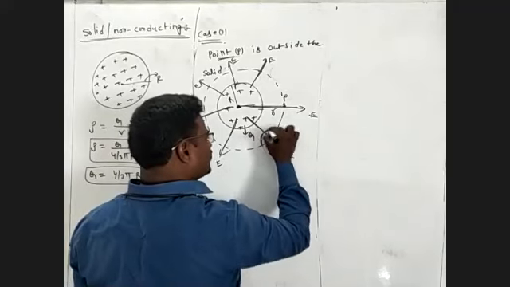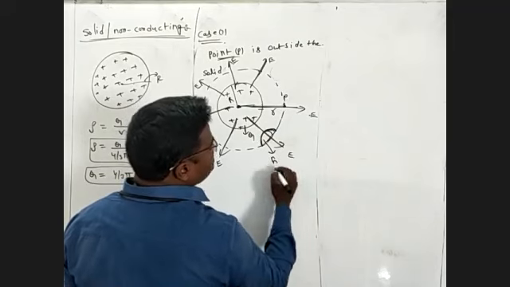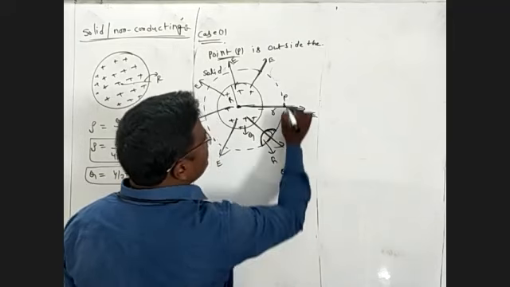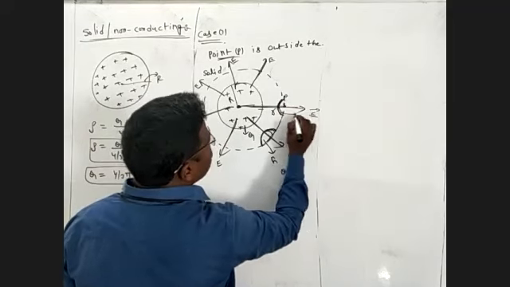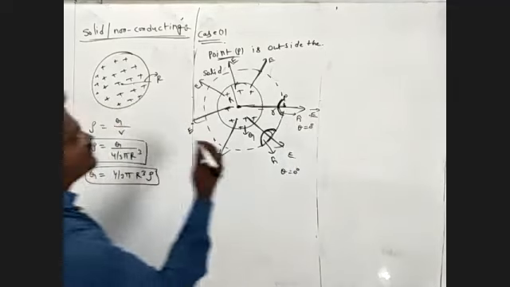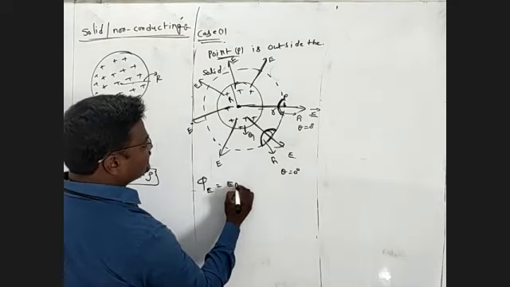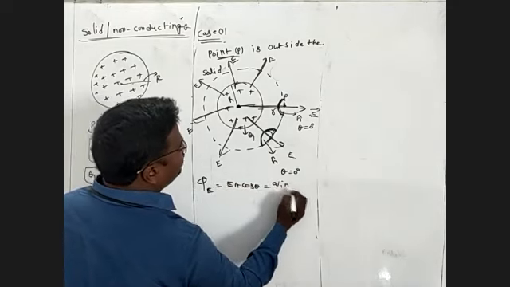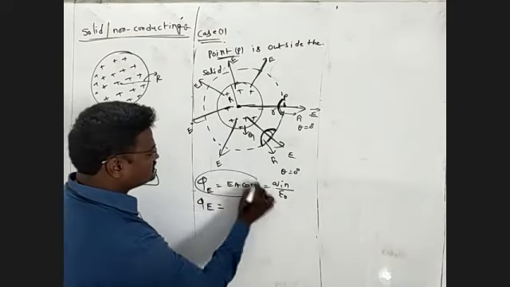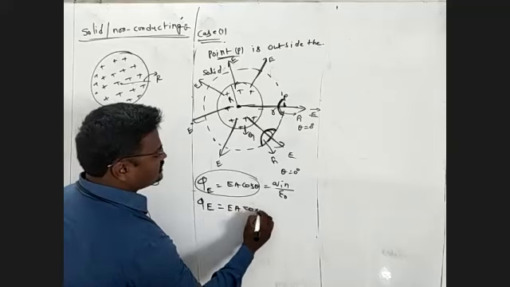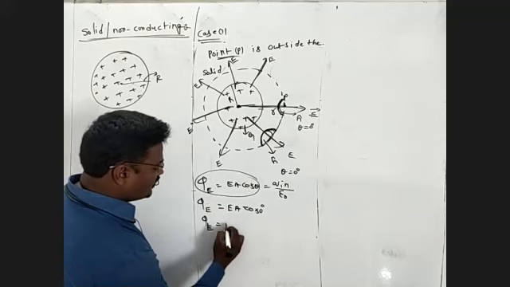We take a small element of the Gaussian surface. This is the direction of E bar and this is n cap. What is the angle between E bar and n cap? Theta is equal to 0 degrees. So electric flux is equal to the integral of E dA cos theta, equal to Q enclosed by epsilon naught. Phi E is equal to E A cos 0 degrees. Cos 0 is 1, so this is E A.